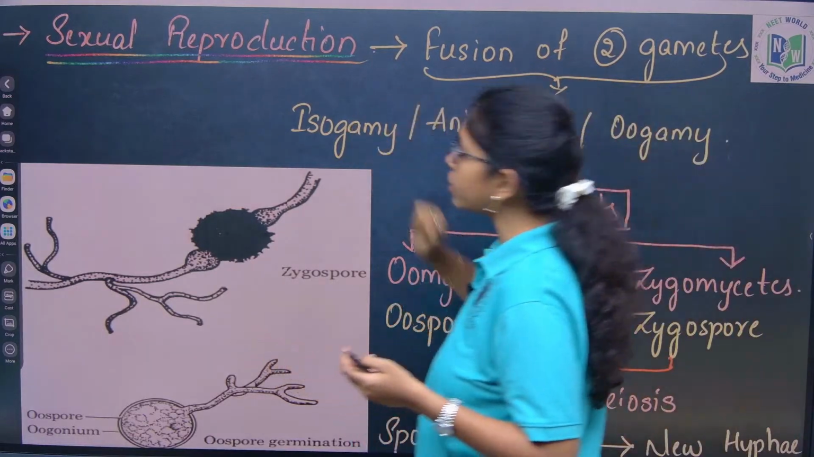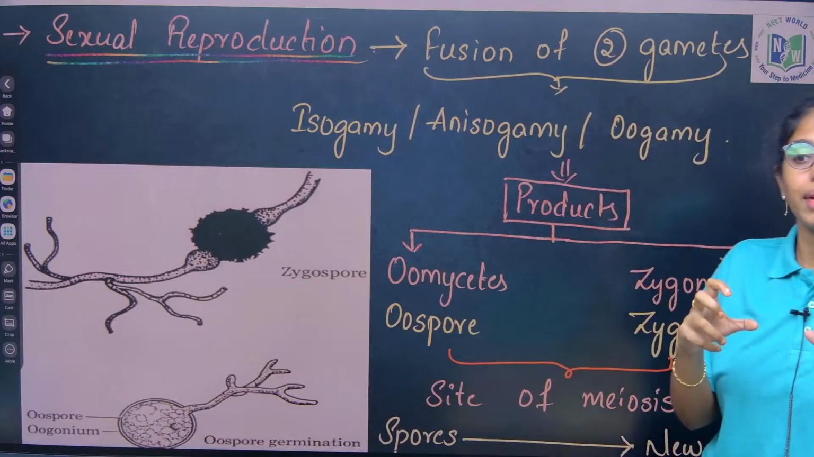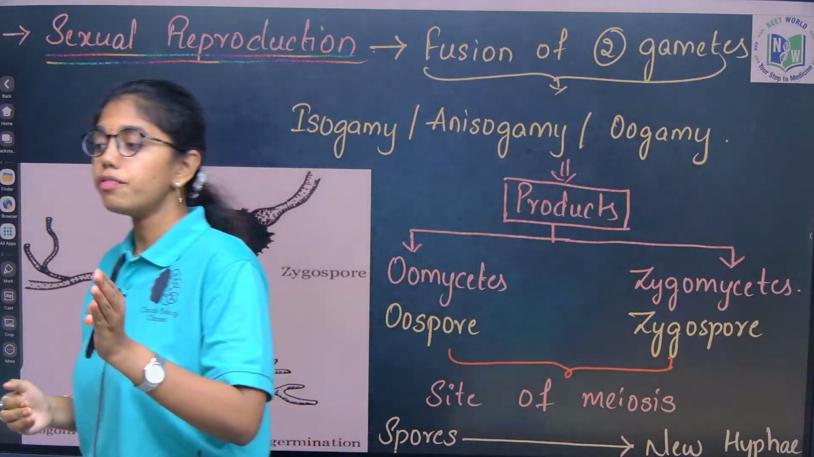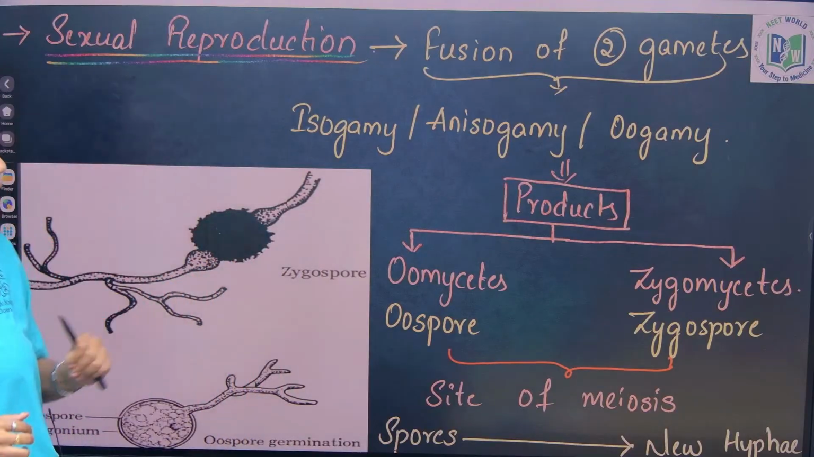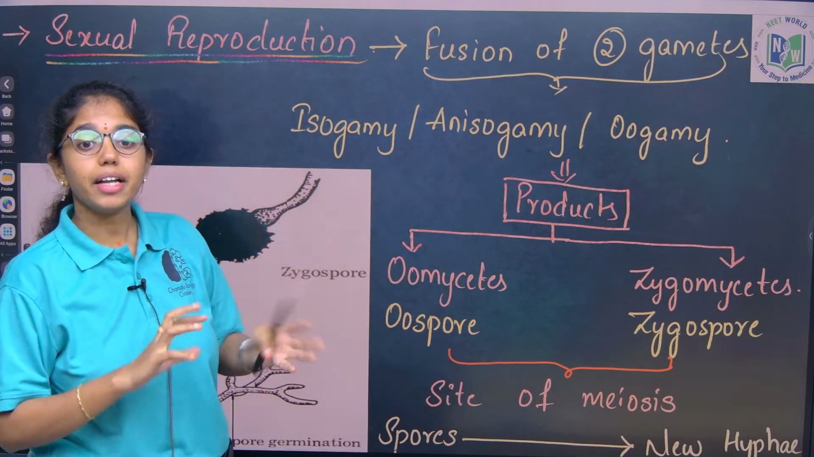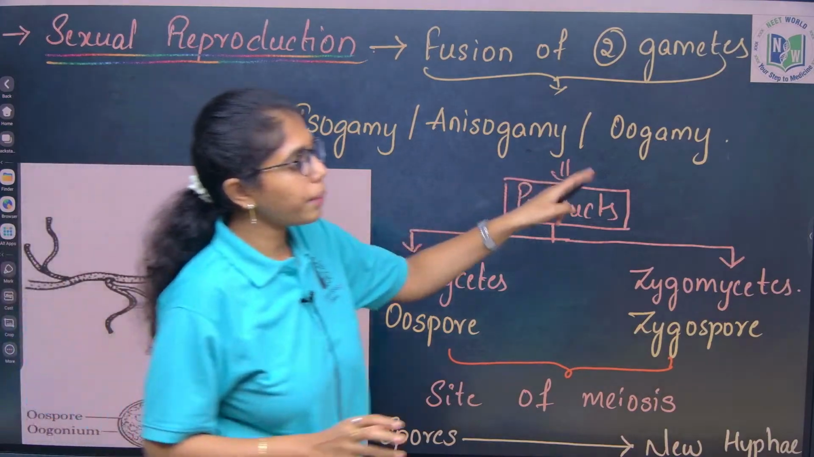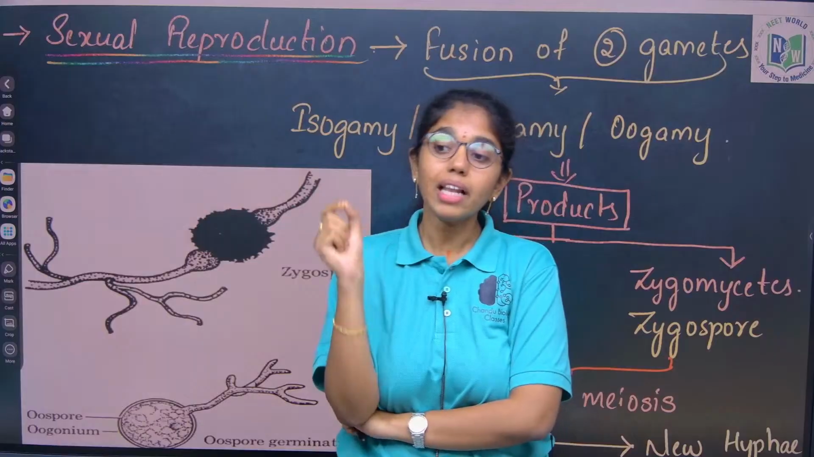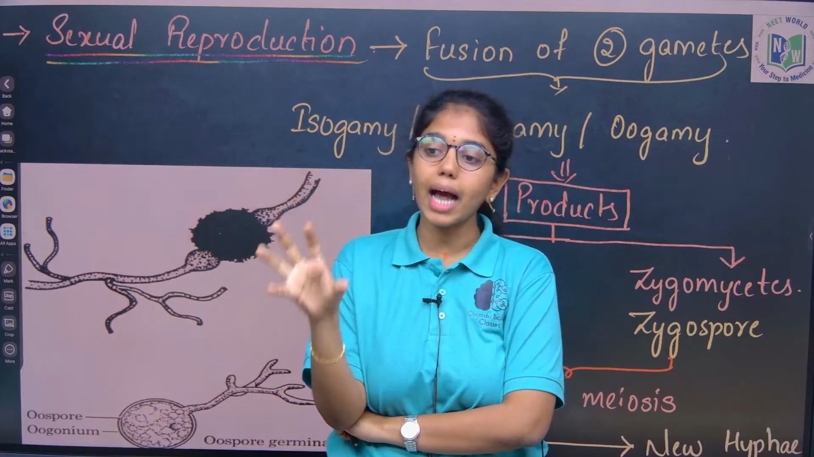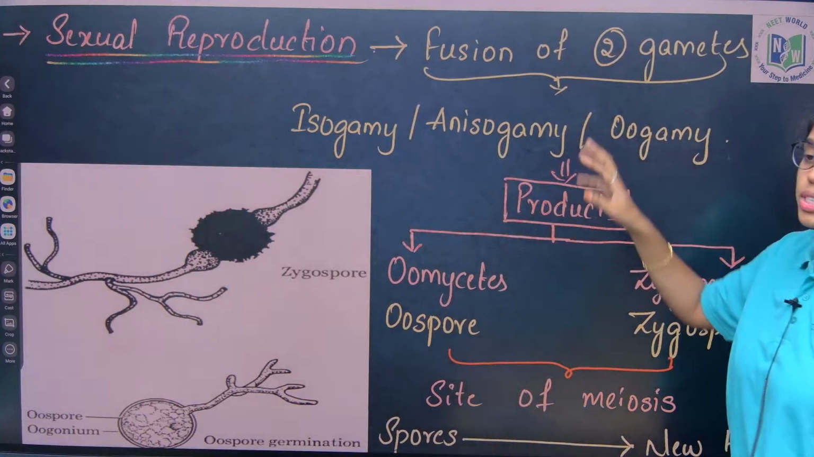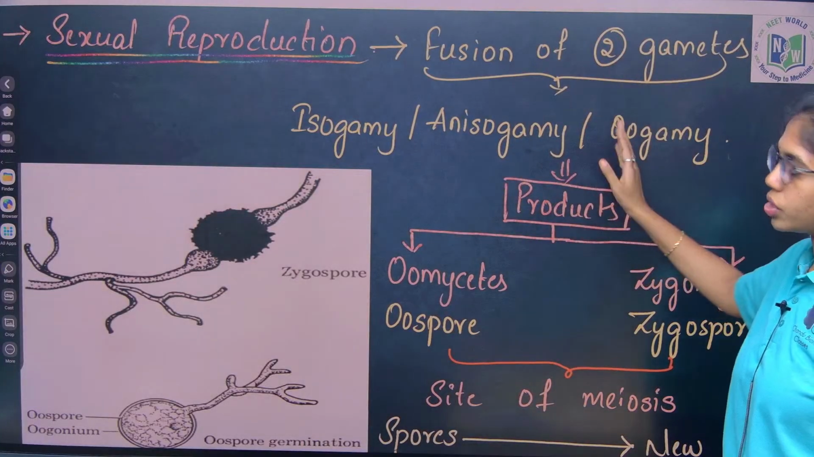Fusion of gametes in isogamy means two gametes with the same size, structural similarity and physiological similarity. In anisogamy, they can differ either in structure or in physiology. And in oogamy, one small motile male gamete gets fused with a large non-motile female gamete. So, sexual reproduction in Phycomycetes can be in any of these 3 modes.